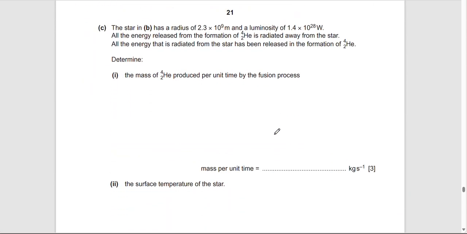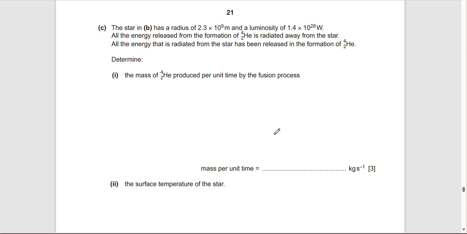And then part C. The star in B has a radius of 2.3 by 10 to the 9 and a luminosity of 1.4 by 10 to the 28 watts. All the energy released from the formation of helium is radiated away from the star. All the energy radiated from the star has been released in the formation of helium. Determine the mass of He produced per unit time by the fusion process.